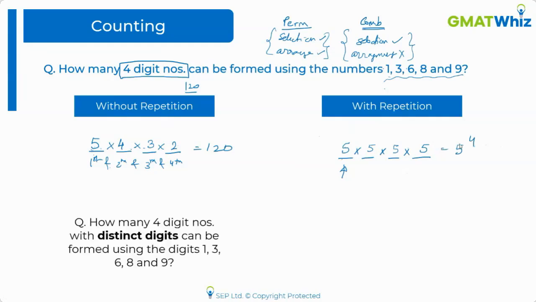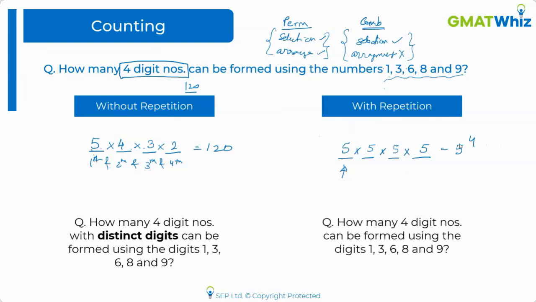Now, as far as how these questions will be presented in the exam, this is the way it would be written. If you see a question stem which says how many 4-digit numbers with distinct digits can be formed using 1, 2, 1, 3, 6, 8, 9, then you should understand that you are solving a question based on without repetition.